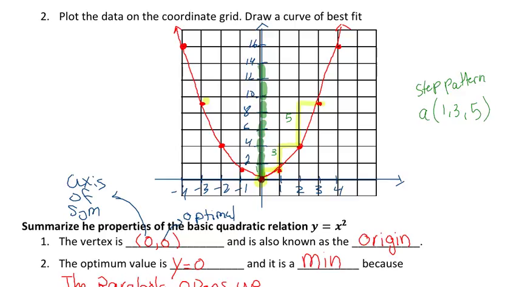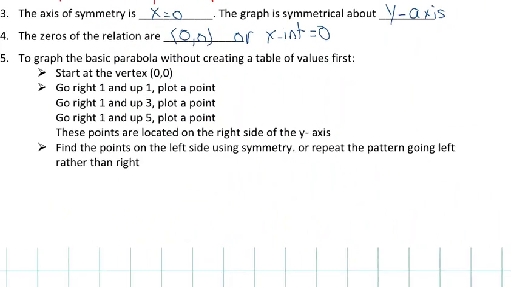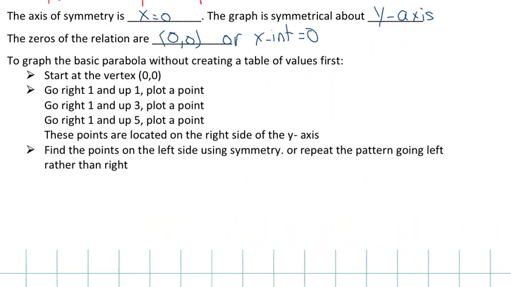But I want you to remember that step pattern. You have to memorize it, put it in your head. I'm going to start at the vertex. I'm going to go up 1 over 1, and then to reach my other point, I'm going to go up 3 over 1. Then I'm going to go up 5 over 1. So start at the vertex, go right 1, up 1, plot a point, go right 1, up 3, plot a point, go right 1, up 5, plot a point.